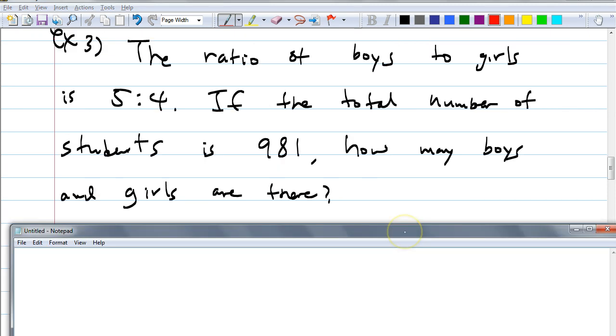Okay, so here's a question. The ratio of boys to girls is 5 to 4. If the total number of students is 981, how many boys and girls are there? In this case, it's really obvious that it's not 5 boys and 4 girls, because that will not add up to 981. You see what I mean? Do you see why we need to use the x?